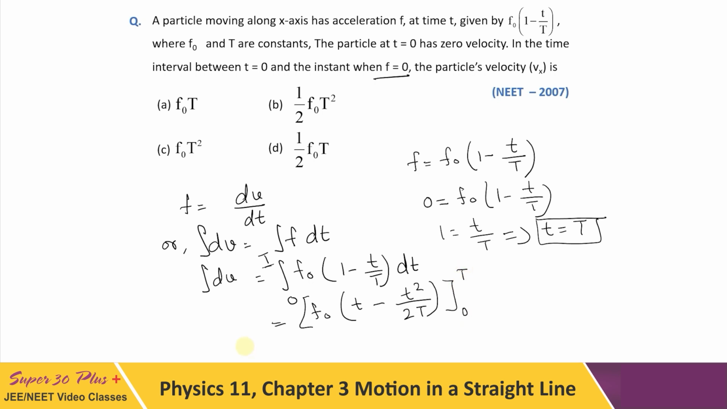On substituting, it will be equal to Vx, because at t equal to 0 it had velocity 0. So the final we can write as Vx. So Vx will be equal to 1 by 2 f naught into t. Which option is this? Option number 4.